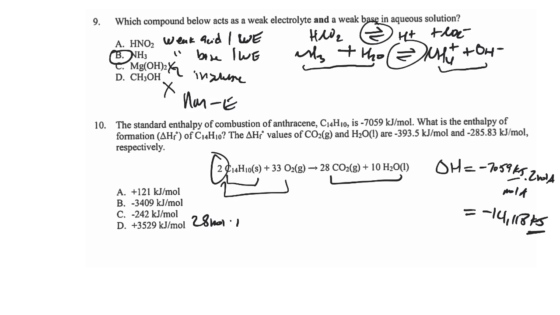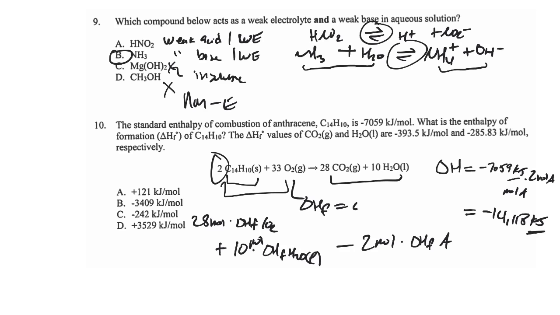So we can take 28 moles times the delta HF of CO2 plus 10 times the delta HF of water in the liquid state, and then minus 2 moles times the delta HF of anthracene, and then the delta HF of oxygen, of course, is 0 because that's the element in its standard state. So we have to remember that to plug into the problem. So we're taking the sum of the products minus the sum of the reactants, standard enthalpies of formation, and setting those equal to the delta H of the reaction.